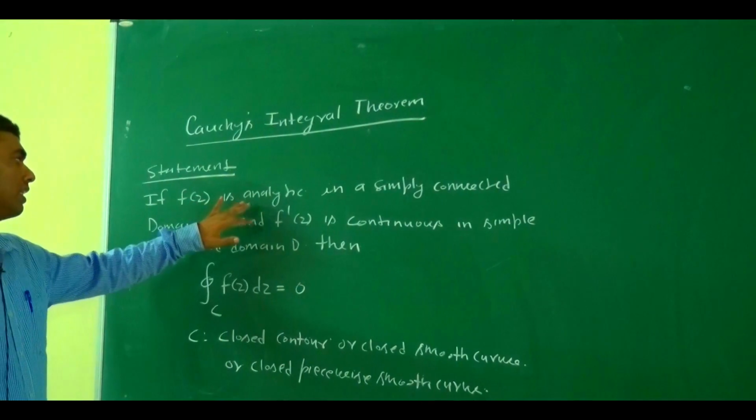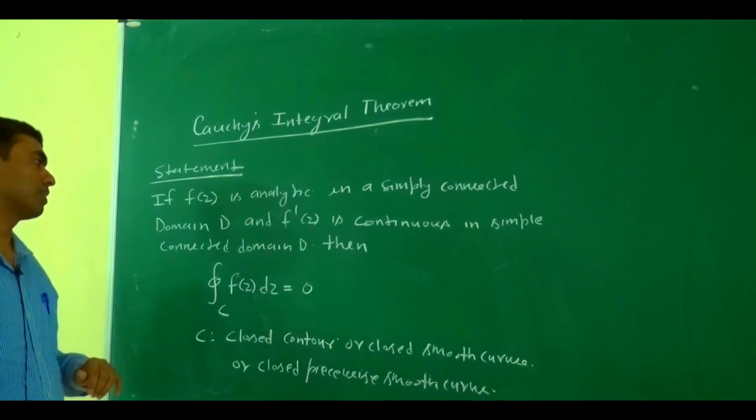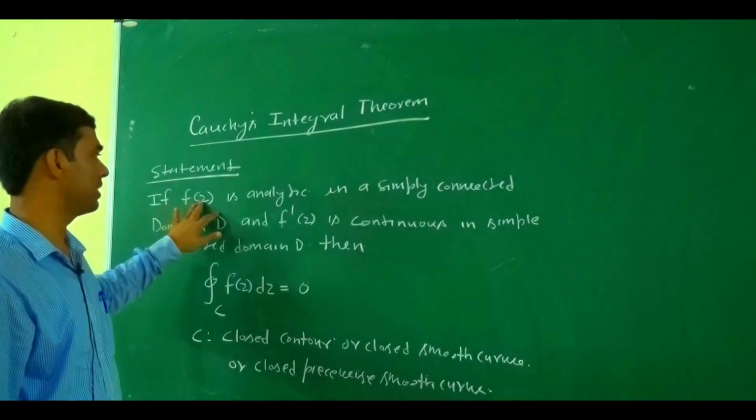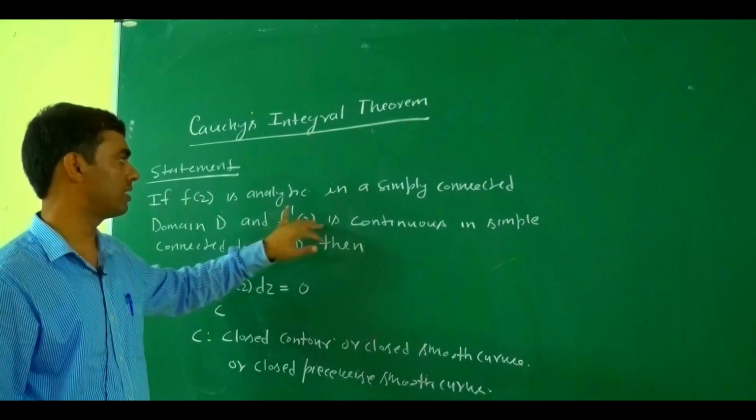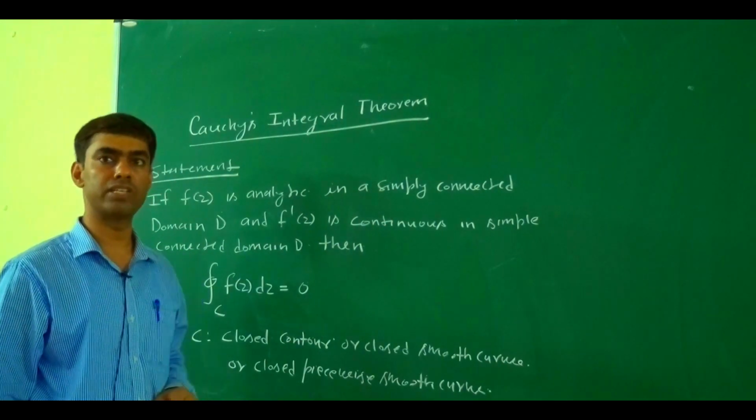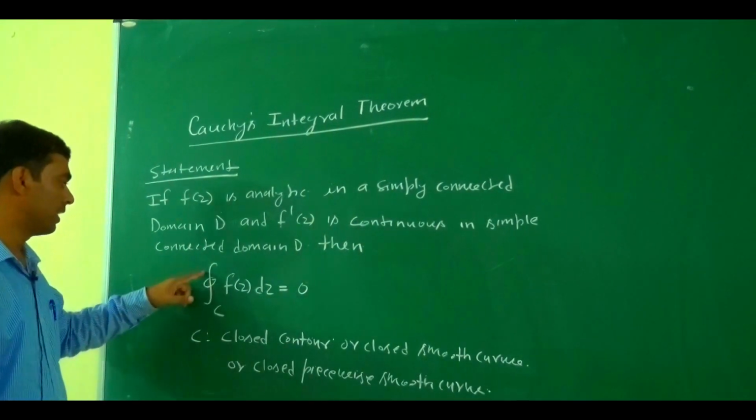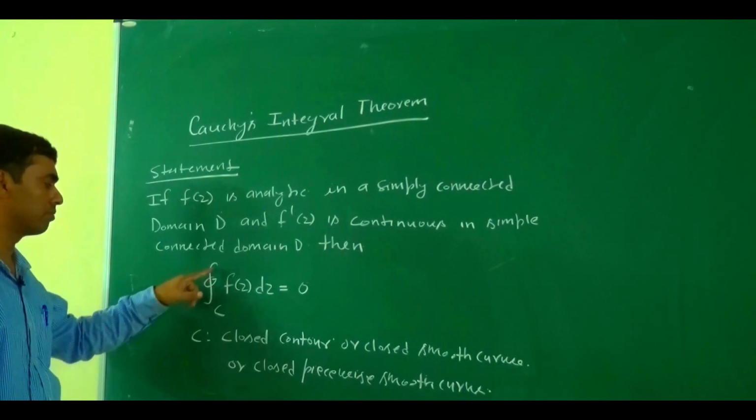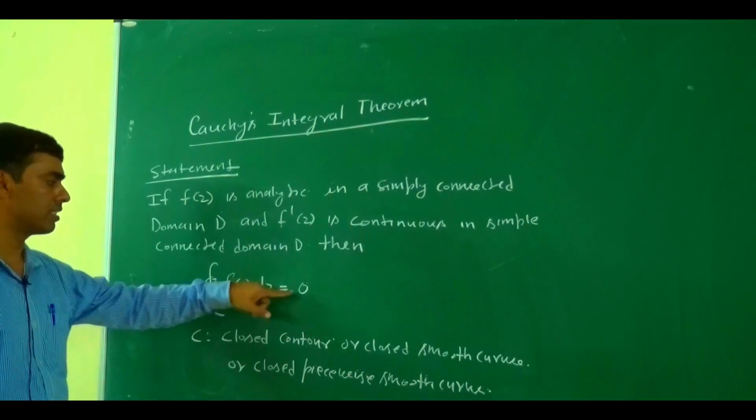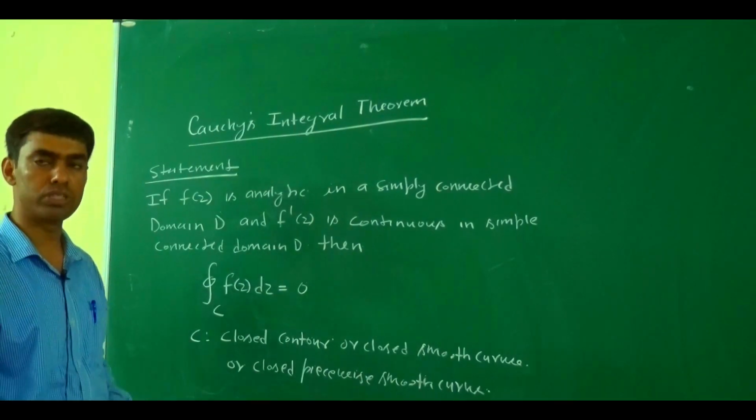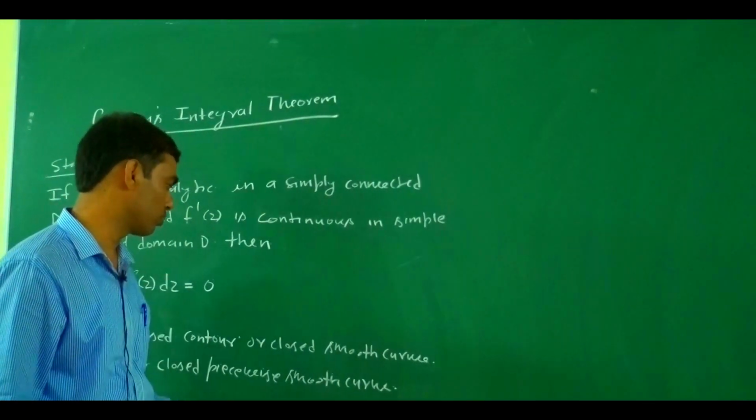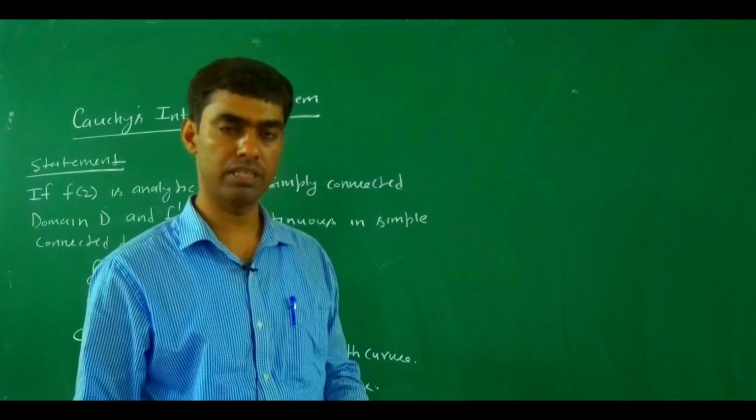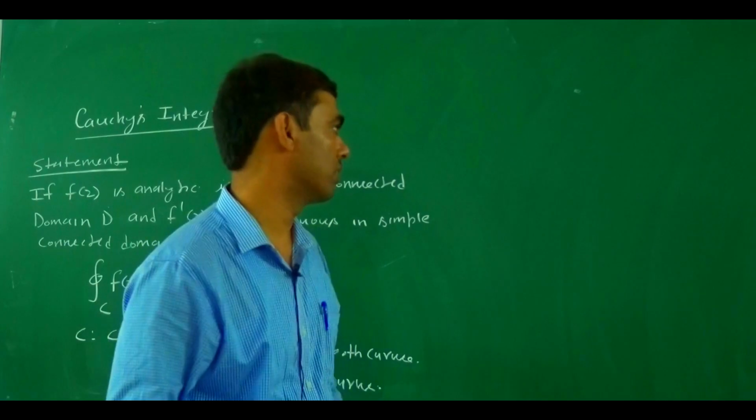If f(z) is analytic and f'(z) is continuous in a simply connected domain, you may combine these two statements. Means if f(z) is analytic and f'(z) is continuous in a simply connected domain D, then the integral over C, where C is a closed curve, which is why we write this symbol, of f(z) dz equals 0, where C is a closed contour. A closed contour is also known as a closed smooth curve, and a closed smooth curve may also be written as a closed piecewise smooth curve.